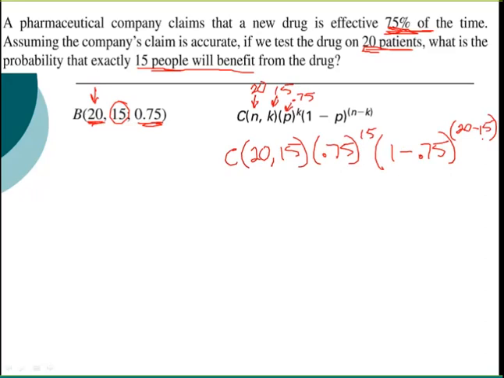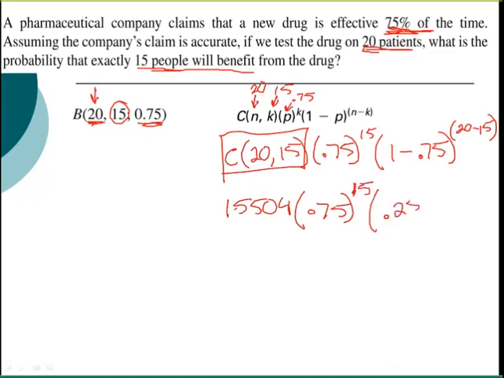So just reducing this again, I would throw it in my calculator. In fact, I'm going to. So I've got 20 nCr 15, and that gives me 15,504. So 15,504, and then 0.75 to the 15th power. It's going to be a really small decimal. And then this is 0.25 to the 5th power. So I'm going to go ahead and type all that into my calculator at once.